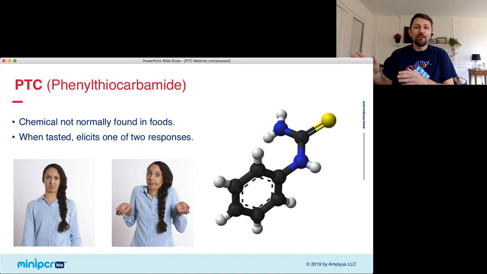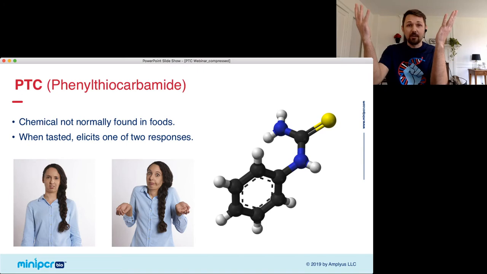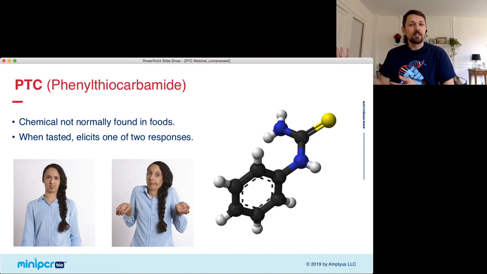Little side fun note, the way PTC's response was discovered was in a chemistry lab. Someone was working with PTC, and they spilled it, and the powder went up in the air as a fine dust, and the person next to him was like, oh my gosh, that tastes so bitter. The chemist looked over and said, what are you talking about? I don't taste anything. And so like any good chemists, they repeated the experiment and kept putting it in their mouths until they'd sort of worked some of this out.